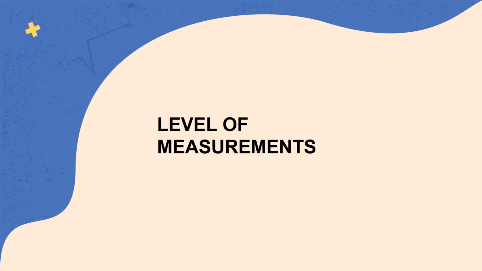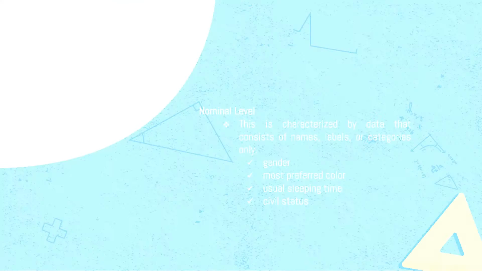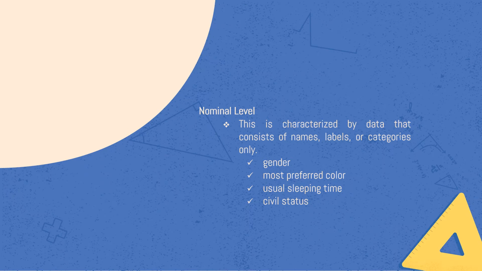There are four levels of measurement: the nominal level, the ordinal level, the interval level, and the ratio level. For the nominal level, this is characterized by data that consist of names, labels, or categories only. For example, gender, most preferred color, usual sleeping time, and civil status.